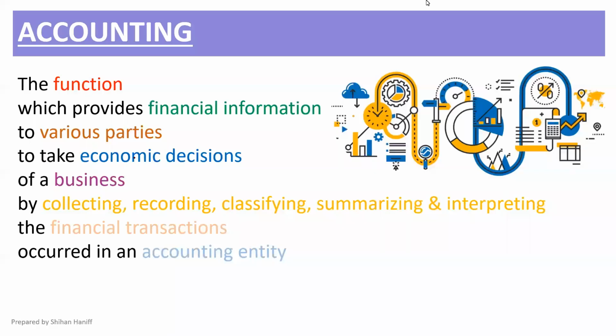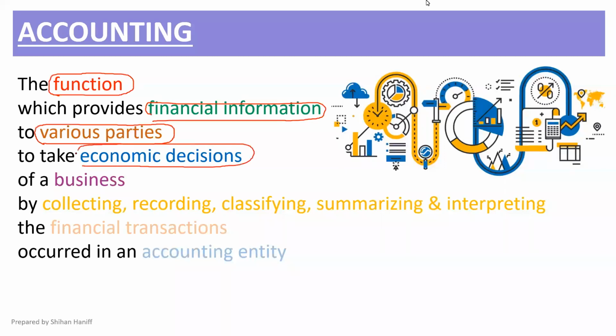In this definition, each term has a meaning. Accounting is a function which provides financial information to various parties to take economic decisions. It's a function which provides financial information to various parties to take economic decisions.